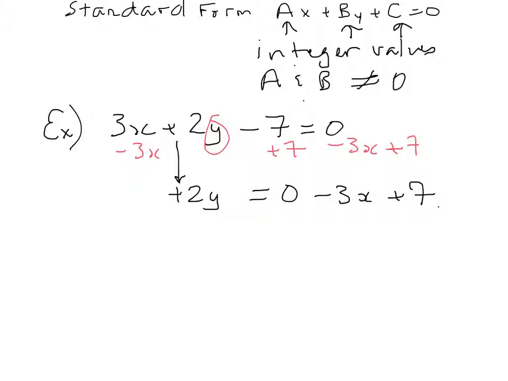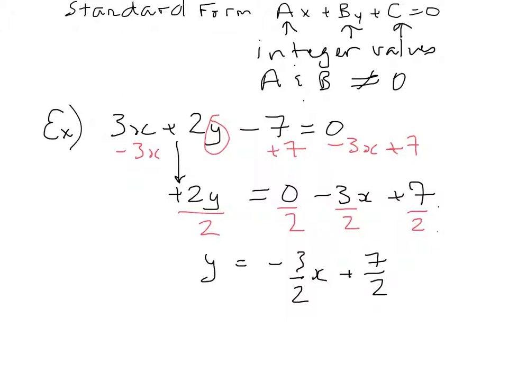And then we want to undo that 2, which is multiplying the y, by dividing everything by 2. Now I could have put the 0 and the 7 together first, which I forgot to do, but that's okay, it'll all work out. So 0 divided by 2 is really 0, and it disappears. That leaves us with negative 3/2 x. So our slope is negative 3/2. We know then we have 7/2 as our y-intercept. 7/2 is the same thing as 3.5.